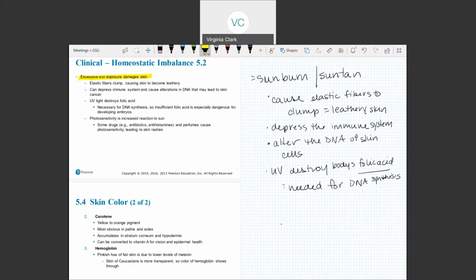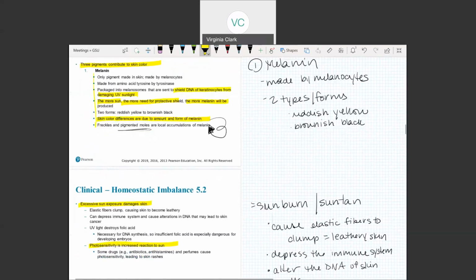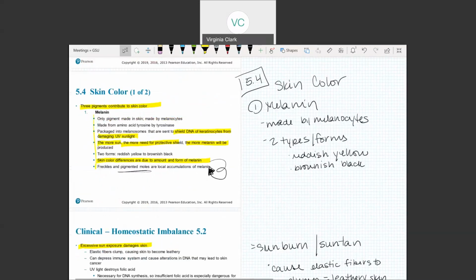But not only can you have all of these physiological processes happen, you can just have a reaction to the sun. You can have this occur if you're taking drugs, perfumes, some essential oils if they're on the skin, or antibiotics. You can actually have a reaction because you have a photosensitivity to a chemical. So that's one pigment, which is melanin.